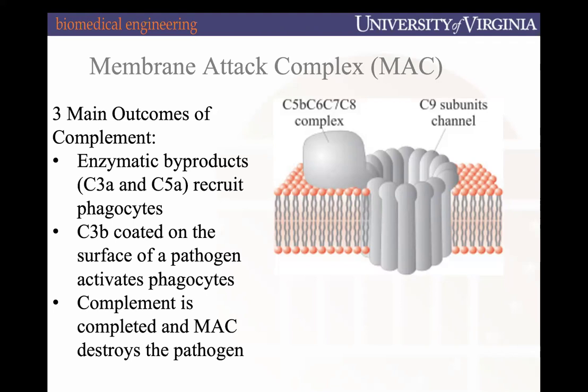What's going to end up happening is that C5, when it's cleaved to C5a and C5b, is going to promote the recruitment of C6, C7, and C8. And then once C9 comes in, it's basically going to drop in and dig a hole in the surface of the pathogen. That's going to create a change in the osmotic pressure and destroy and lyse this pathogen. So again, the three key takeaways are the recruitment of phagocytes by these anaphylatoxins, C3b promoting the activation and engulfment, and finally, the formation of the MAC complex to destroy the pathogen.